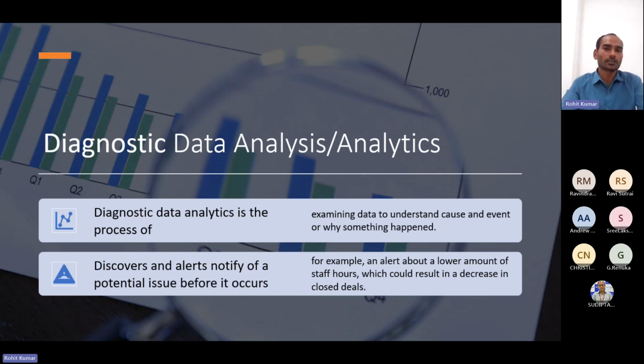Because if you have found something useful and you are not telling others, then what's the point of finding it out? So if you have some sort of pattern in your data, just inform the management body that you have found a particular pattern, and based on it, they can take a particular decision to foolproof the plan of future preparations. For example, a simple alert system they have given over here: an alert about the lower amount of staff hours, which could result in a decrease in closed deals. Obviously, but other than this, n number of other use cases might be there.